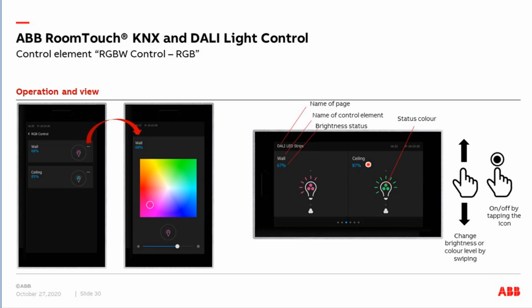So let's have a look at the RoomTouch, how it looks like in real. Here on the right side, you can see one page of the RoomTouch. You can have 1, 2, or 3 control elements. In my example, I have set only 2 control elements. On the left side I have an RGB control element, for example my LED strips on the wall, and on the right side the ceiling. On top, "DALI LED strips" is the name of the page I have entered in the ETS parameter. And this is the name of the control element, like wall or ceiling.